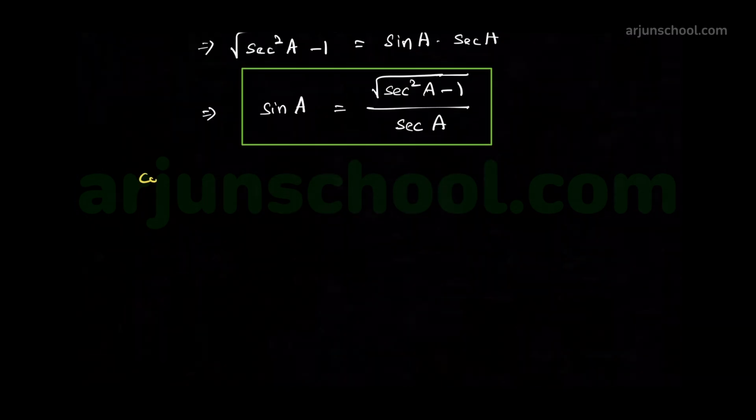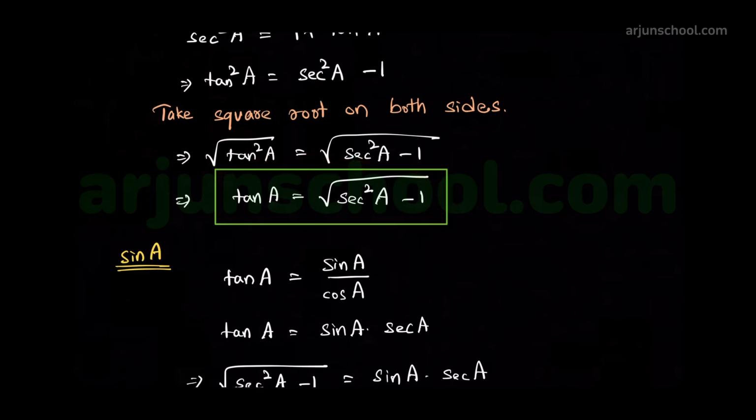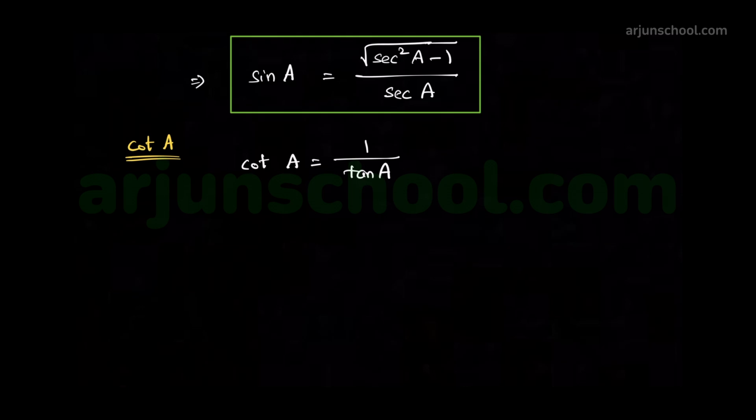Now let us find cot A in terms of secant A. Cot A is equal to 1 by tan A. We already know that tan A is equal to root over secant square A minus 1. Therefore, cot A is equal to 1 by root over secant square A minus 1.